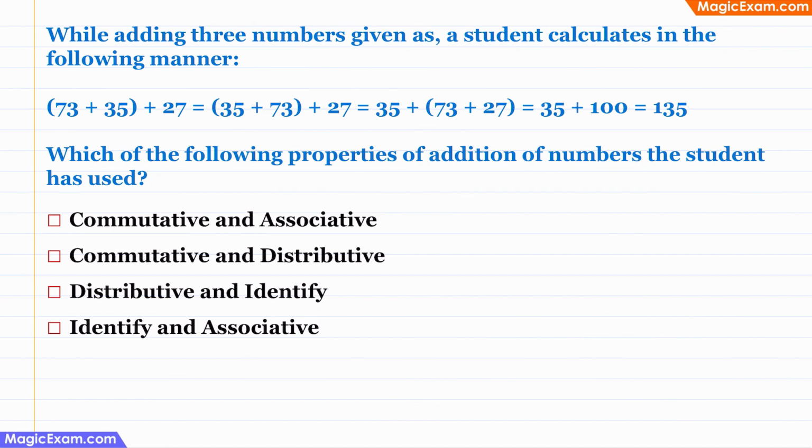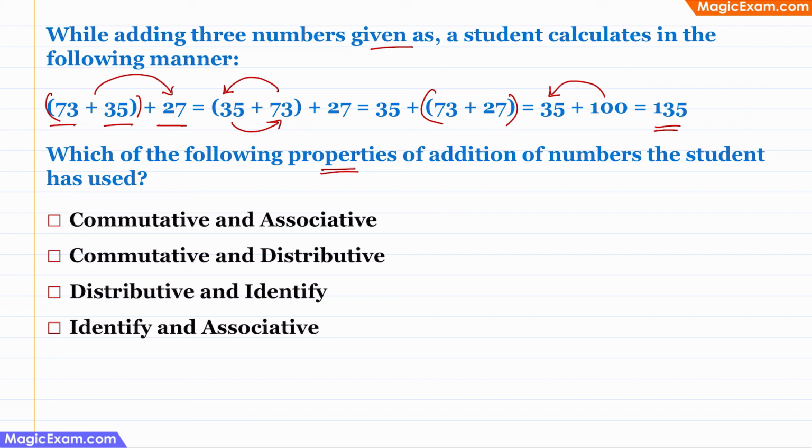While adding 3 numbers given as below, a student calculates in the following manner. So the student is supposed to add 73, 35 and 27, and the problem has braces around 73 and 35. So he is supposed to add this first and then add the sum to 27 to get the answer. But what he does is he moves the 35 to this side and 73 to this side, and then he adds 73 and 27 first because it's easy to add them, and they add up to 100. So then he adds the 100 to 35 and he gets 135. So we are supposed to identify which are the properties of addition of numbers that the student has used.